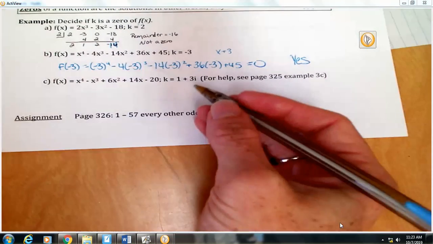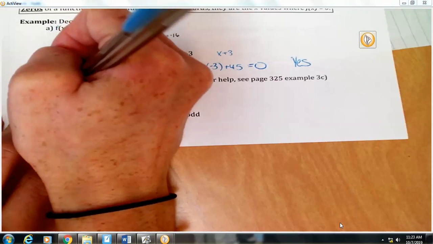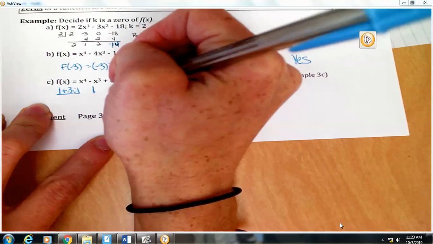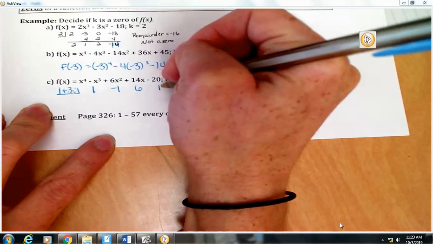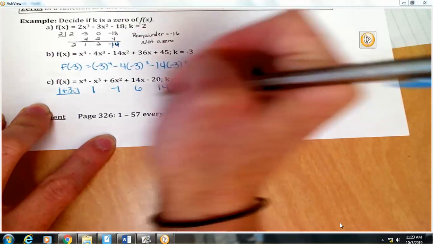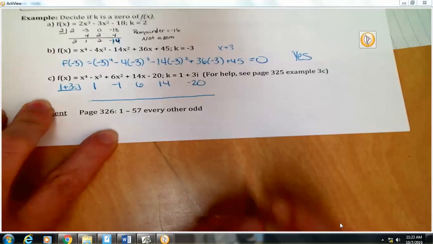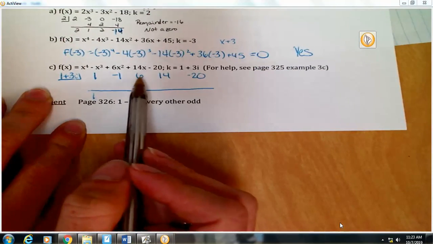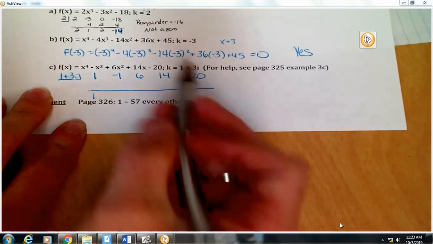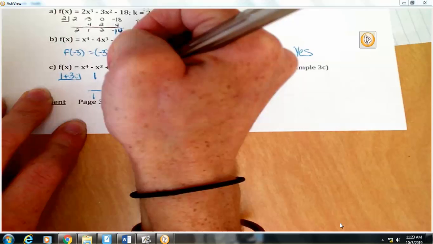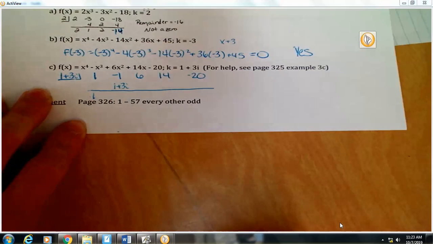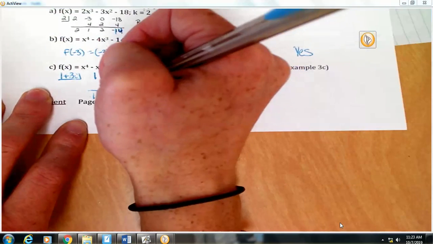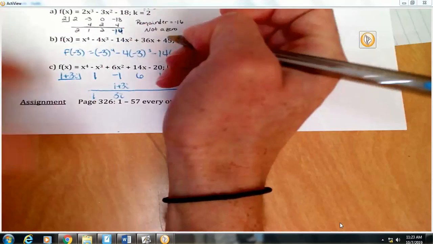We can do synthetic. So since I gave you the k value, that's what goes out in the box. So that's 1 plus 3i. Then you put your coefficients. Leave yourself plenty of room in between those. Okay, first number comes all the way down. One times 1 plus 3i is just 1 plus 3i. When you add those, what happens? The 1's cancel and you get 3i.